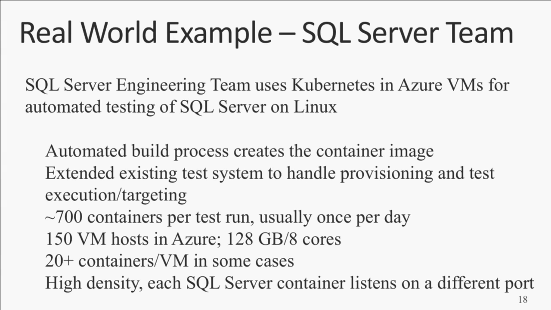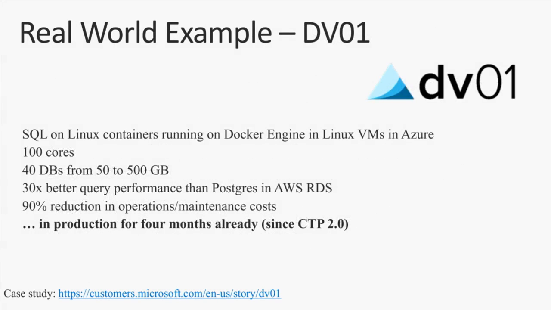Much, much faster for us. So another example that we saw in Scott Guthrie's keynote and Rohan's session yesterday is a company called DVO1. They're a financial tech company in New York, and they originally started out on Postgres RDS and AWS, and they moved from there because they weren't getting the performance they wanted to SQL Server on Windows in VMs in Azure, and then they went to SQL Server on Linux VMs in Azure once that was available, and now they're running in production on containers on Linux VMs in Azure.